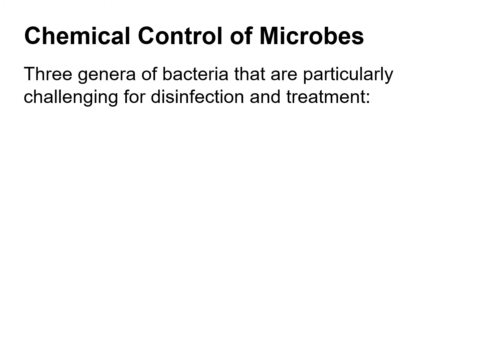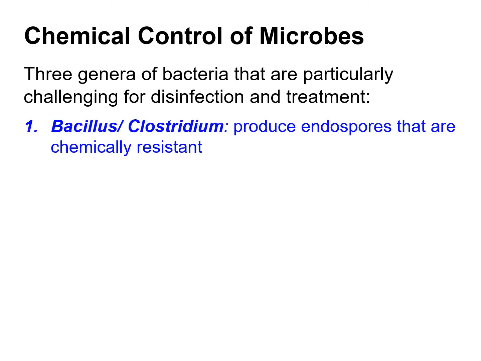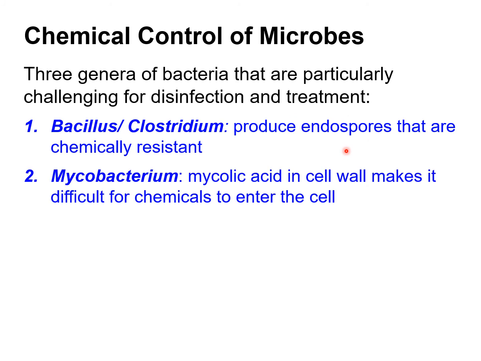Now, there are three genera of bacteria that are pretty challenging for us to kill using those disinfectants and chemicals. The genera Bacillus and Clostridium are two genera that produce endospores. And again, these endospores are pretty chemically resistant, so it's pretty hard for us to kill these endospores. Makes it definitely way more challenging.